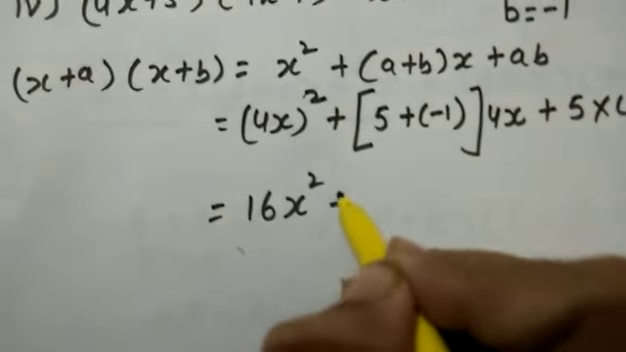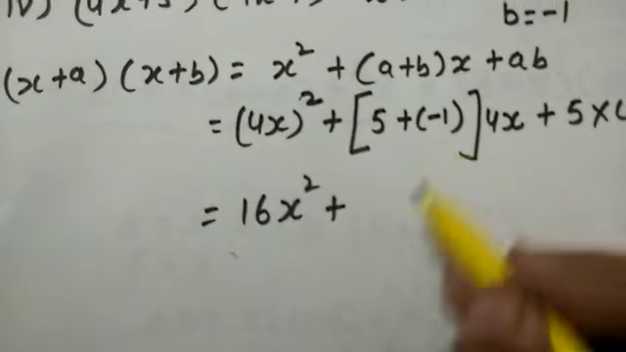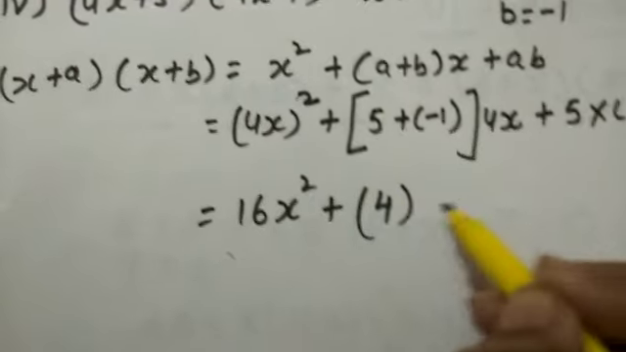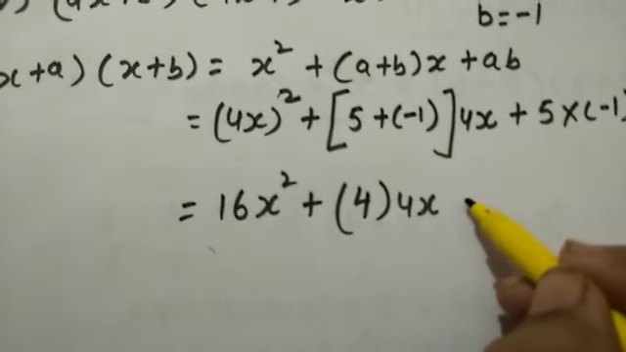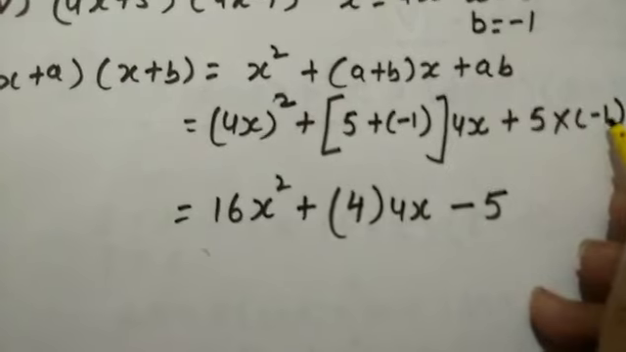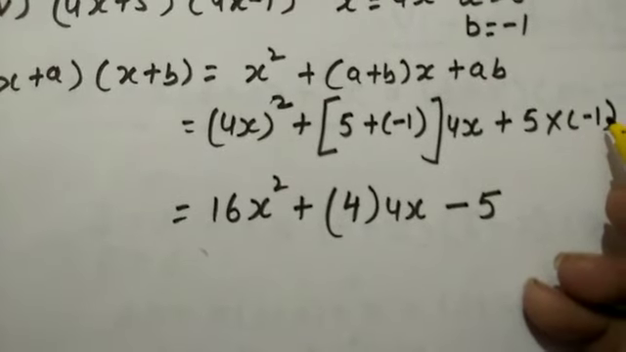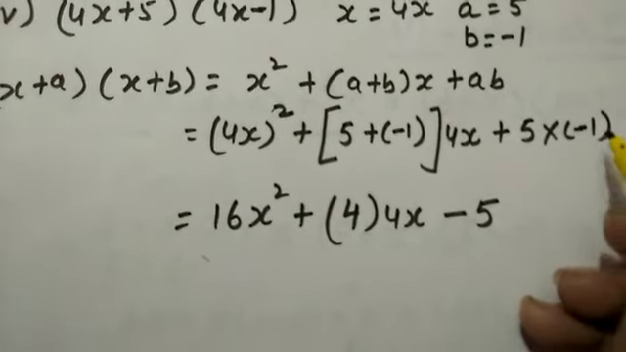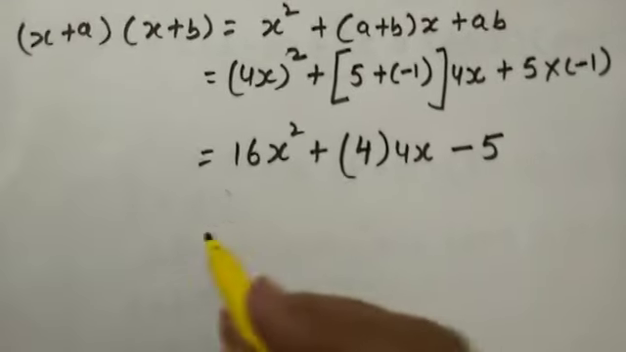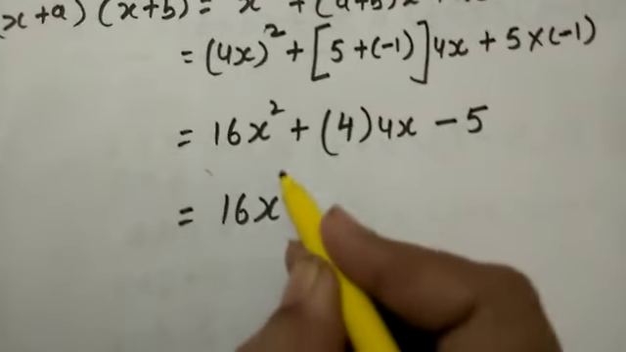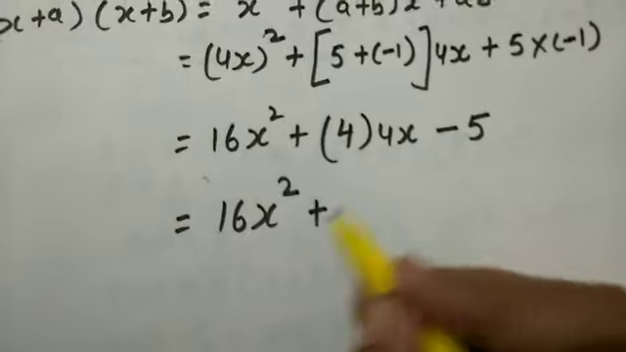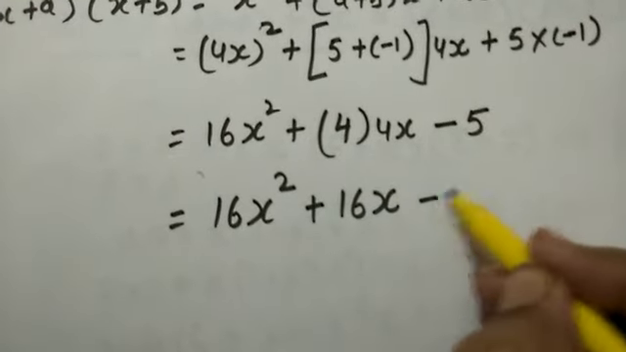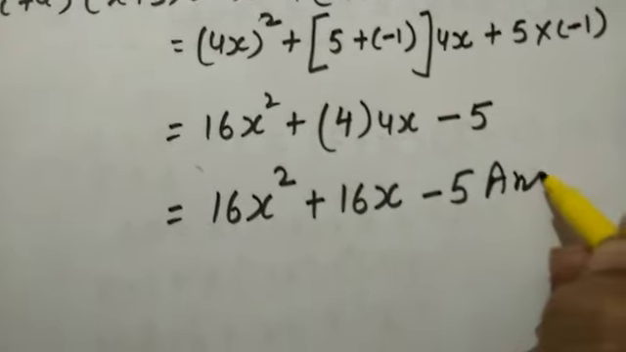16x², now one positive and one negative sign, 4 into 4x, minus 5, because here one positive and one negative sign is there, so on multiplication this will become negative. 16x² + 16x − 5.